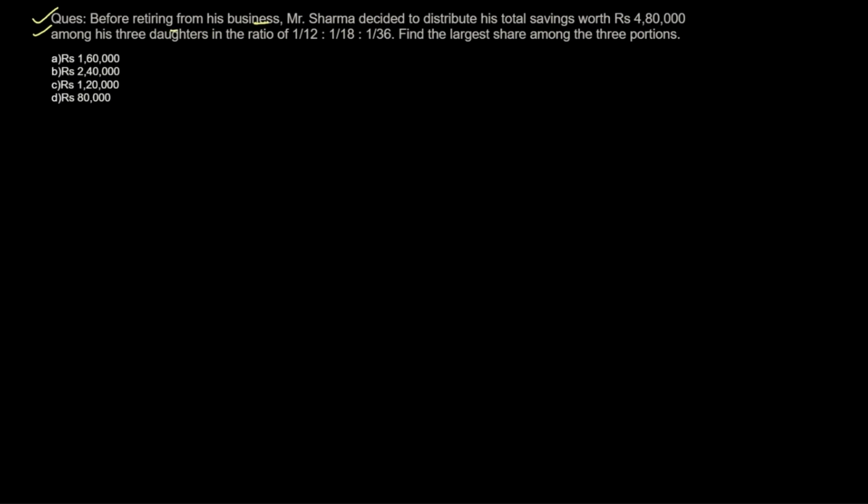Before retiring from his business, Mr. Sharma decided to distribute his total savings worth rupees 4,80,000 among his three daughters in this ratio. Then we have to find the largest share among the three proportions. So basically, this question is from ratio and proportions, as you can see. What is given? The ratio, which is 1/12, 1/18, and 1/36. In such types of questions, what we need to do is make the denominator the same.